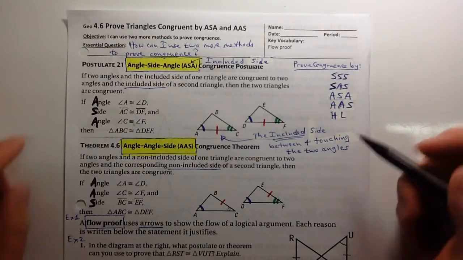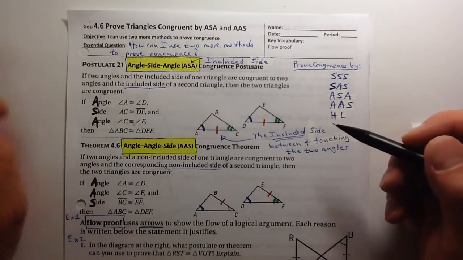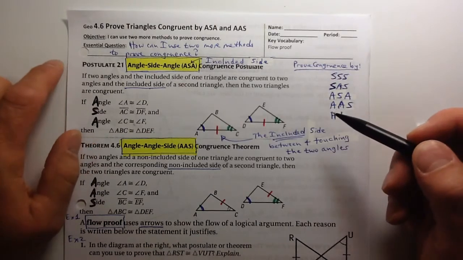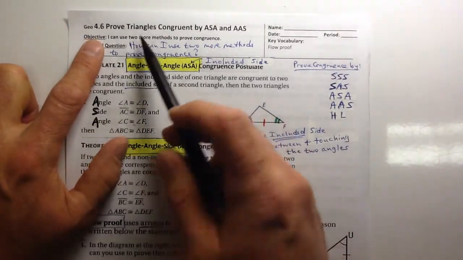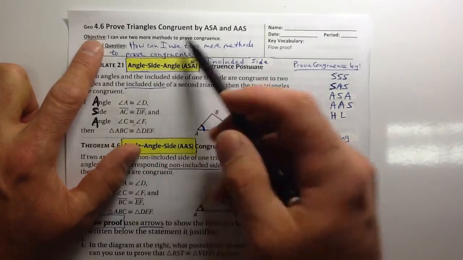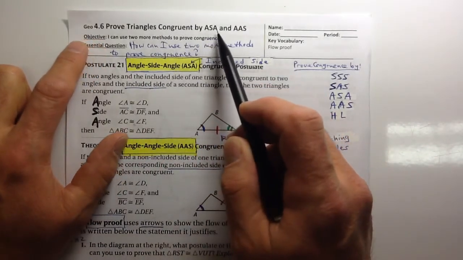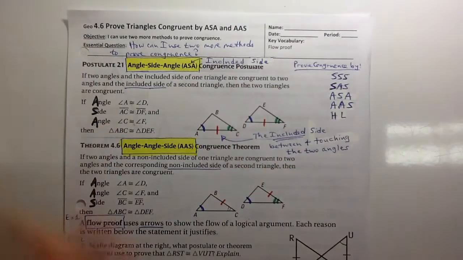Welcome to my garage on a nice, cool Saturday morning. And I have the privilege of walking you through 4.6, Prove Triangles Congruent by ASA and AAS.